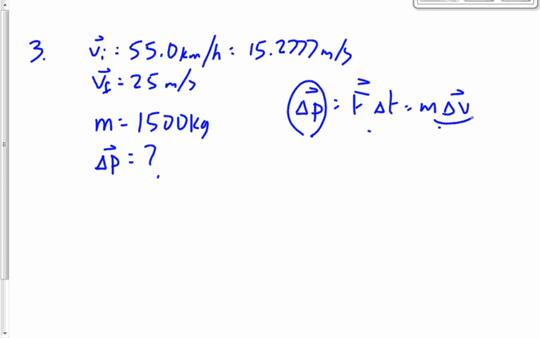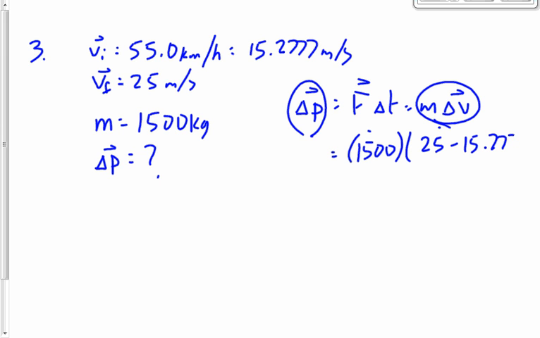We're looking for the impulse, right? So let's circle the term impulse, change in momentum, and then let's circle M times delta V because we have M and VF minus VI. So it's 1,500 kilograms times VF minus VI. It's 25 meters per second minus 15.2777 meters per second. When we do the math there, we get 1.46 times 10 to the 4 Newton seconds.